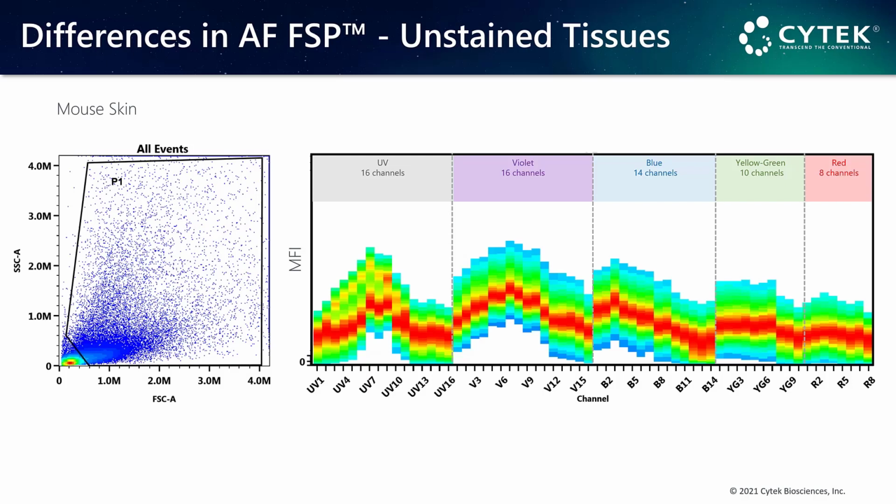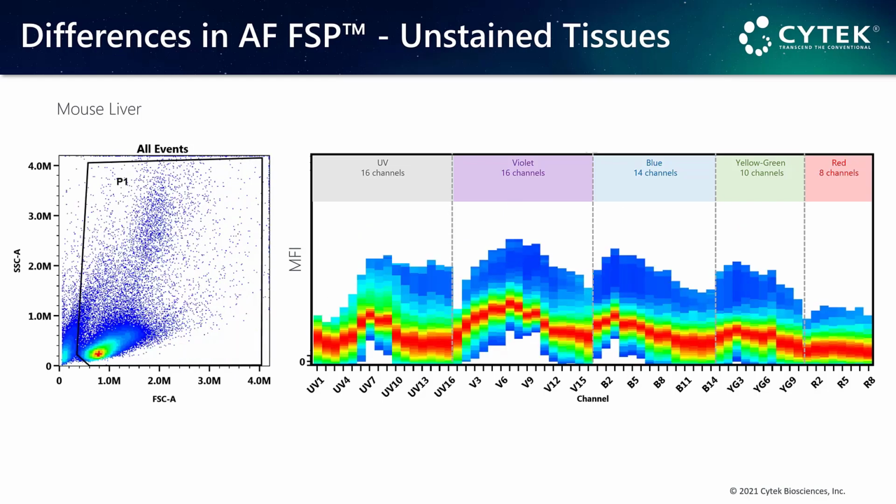Here we're looking at a mouse skin with very heterogeneous and high autofluorescence, particularly in the ultraviolet and the violet and the blue. And as the sample was for a model where eosinophils were recruited to the skin, we also see an increase in the yellow-green emission. And just like the previous sample, we observe a very broad spectral plot and a number of signatures emerging within certain detectors.